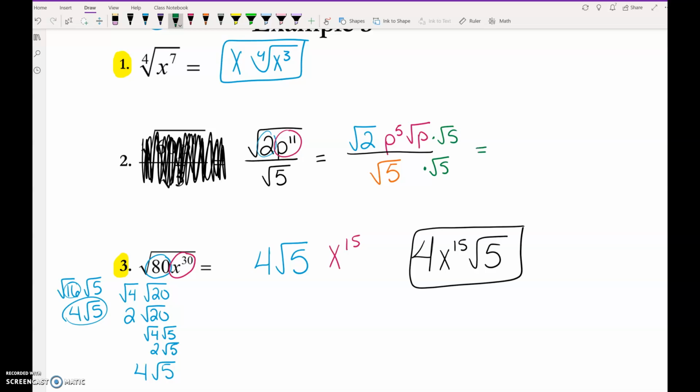What happens is, on the top, we have p to the 5th, square root of 2 times 5 is 10, and there's a p. On the bottom, what is the square root of 5 times the square root of 5? Square root of 25, which is 5. Anytime you have a pair of the same square roots, it's basically the square root of 5 squared, so it's just 5. It cancels out that square root.